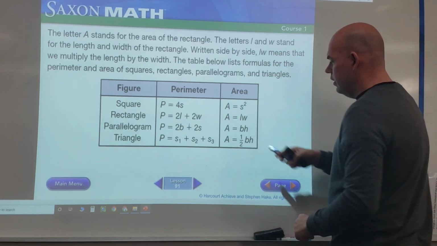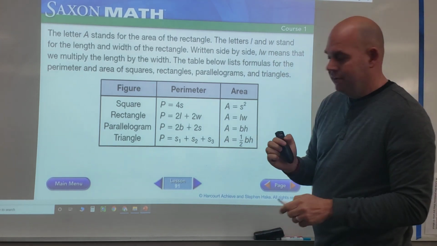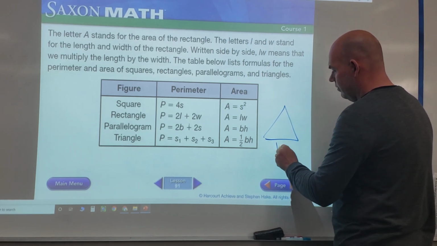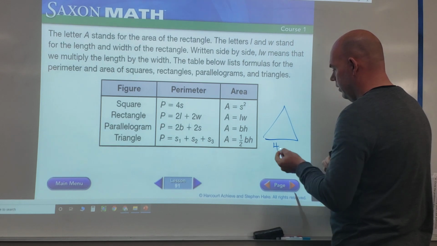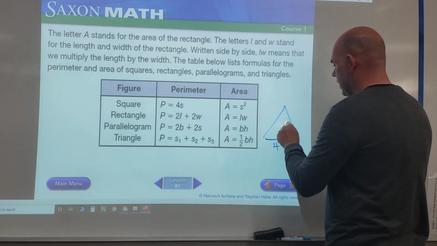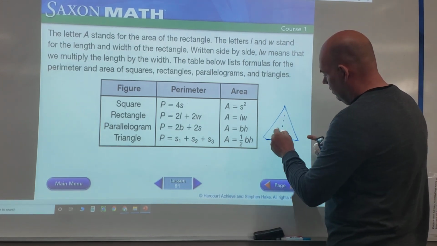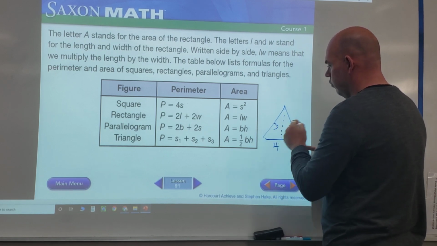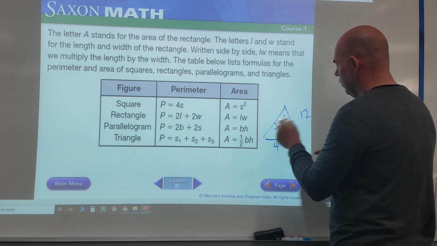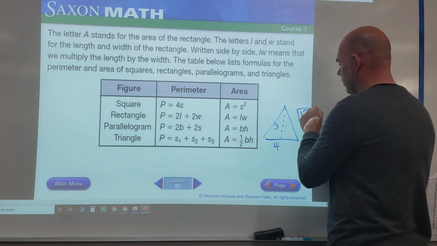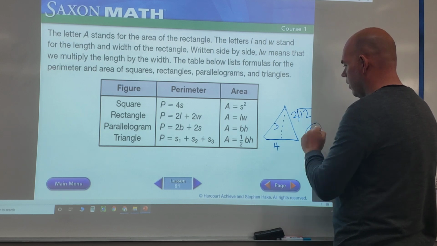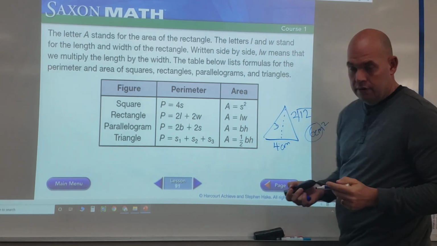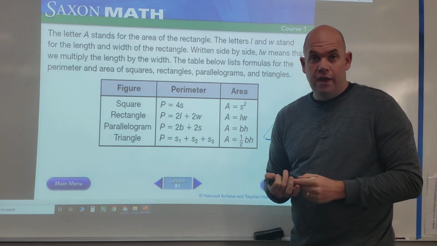Okay? And then a triangle is 1/2 the base times the height. So if we have a triangle like this, we're going to take the base, let's call this 4, and we'll take the height, and again we'll have a dotted line, and let's say that this is 3. So we'll take 4 times 3, which is 12, and then divide that by 2, or times it by 1/2. So if we divide that by 2, that gives us 6 for our area, whatever the unit is. Let's say it's centimeters, so it'd be centimeters squared. So that's how you do triangles.